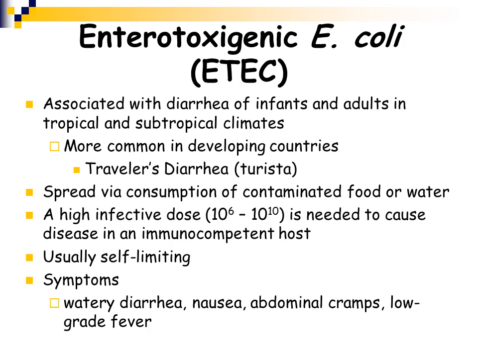The ETECs have a high infective dose, so you need a larger amount of organism to actually cause disease in an immunocompetent host. So you need between 10 to the 6 and 10 to the 10 organisms. Usually it's a self-limiting infection, and it will generate symptoms such as watery diarrhea, nausea, abdominal cramps, and low-grade fever. And you're going to see that these symptoms are going to be a common theme throughout the Enterobacteriaceae lecture, because these are your typical GI types of symptoms.